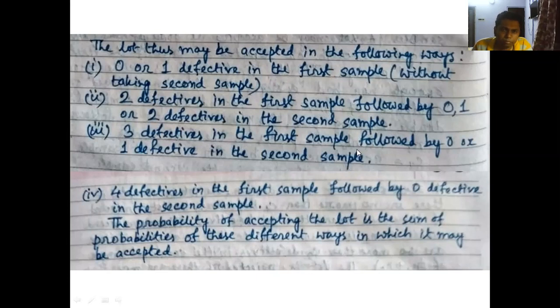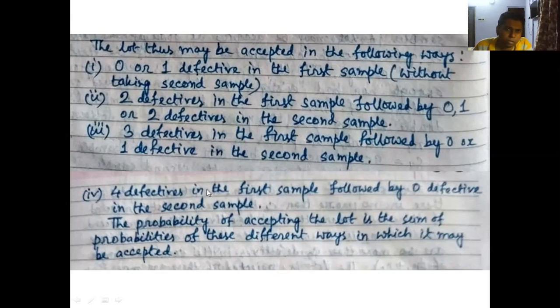3 defectives in the first sample, followed by 0 or 1 defective in the second sample. In this case also, 3 plus 0 is equal to 3, 3 plus 1 is equal to 4. So it is not crossing the limit of 4. Then again, 4 defectives in the first sample, followed by 0 defective in the second sample. In this case also, 4 plus 0 is equal to 4. So it is not crossing 4. So in all these cases, you will accept the lot.